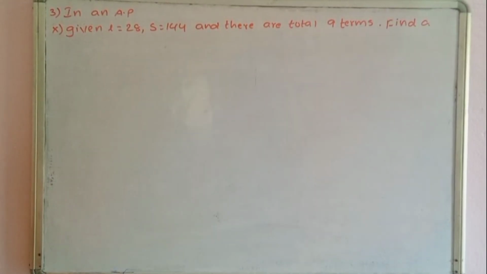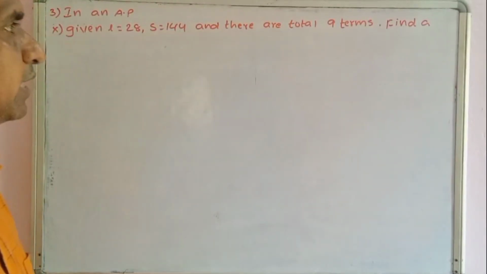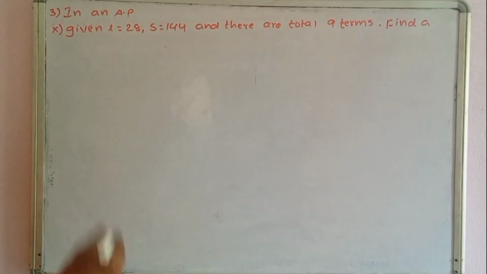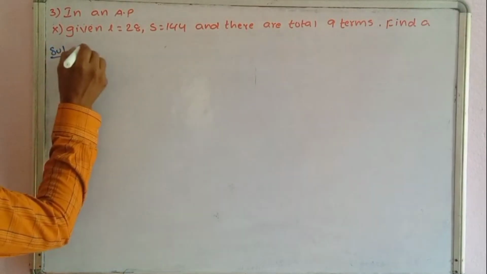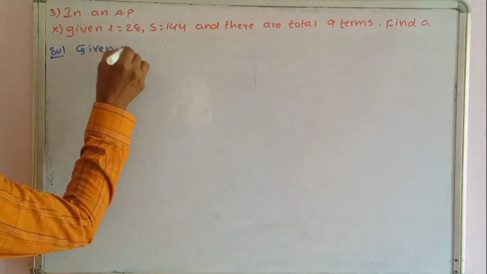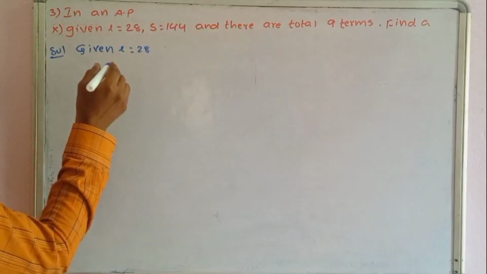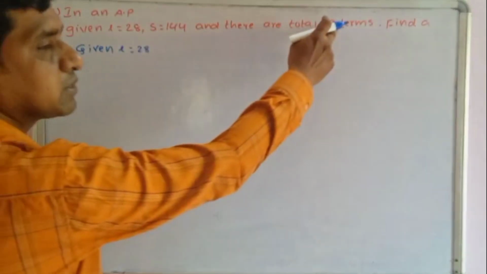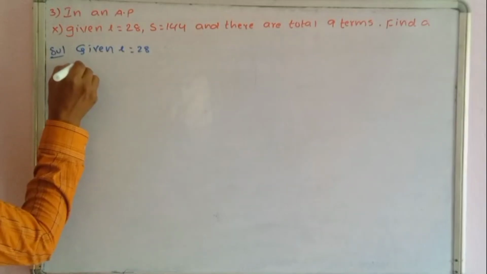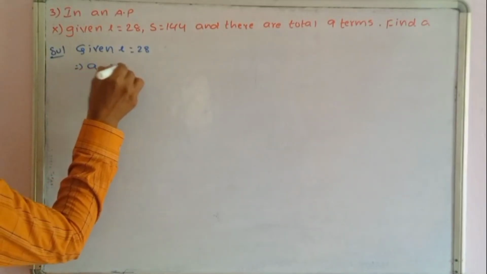Problem 10. Given L equals to 28, S equals to 144, and there are a total of 9 terms. Find the value of A. See, what is given? Given L equals to 28. L is nothing but the last term. Here how many terms are there? 9 terms. So A9 equals to 28.